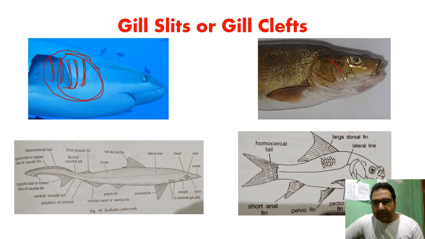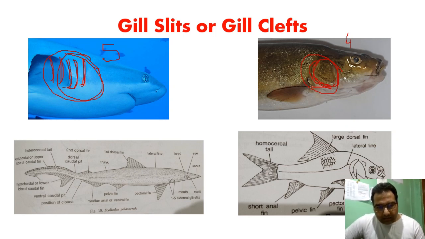But in the case of bony fishes, what we are seeing here is that there is only one slit, and this is called the opercular bone. Now this is only one pore externally, but inside it every gill has a slit, which are up to 4 pairs. Here in this case, these are 5 pairs, and in this case these are 4 pairs, but externally only one is visible.